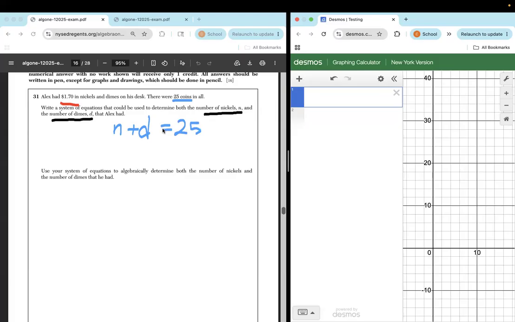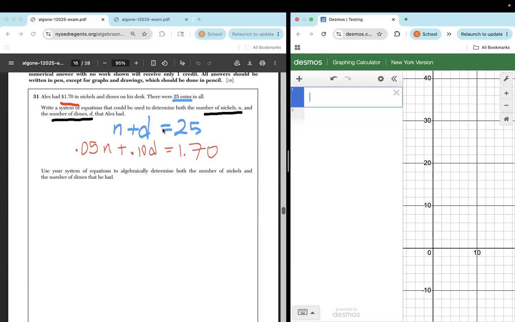Now, let's make an equation about the amount of money that he has. We are told that he has $1.70. Now, for each nickel he has, he would have 5 cents. So we're going to say 0.05n. That represents 5 cents per nickel. 0.05 times the number of nickels, plus 10 cents per dime. So a dime is 10 cents, so I will put 0.10d. So that is my system of equations.